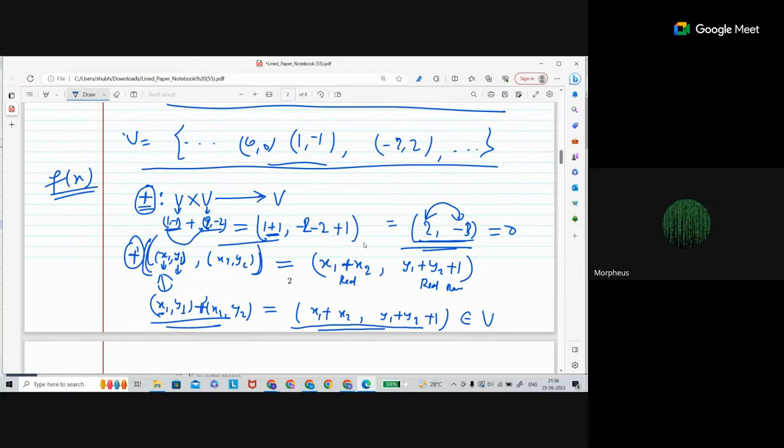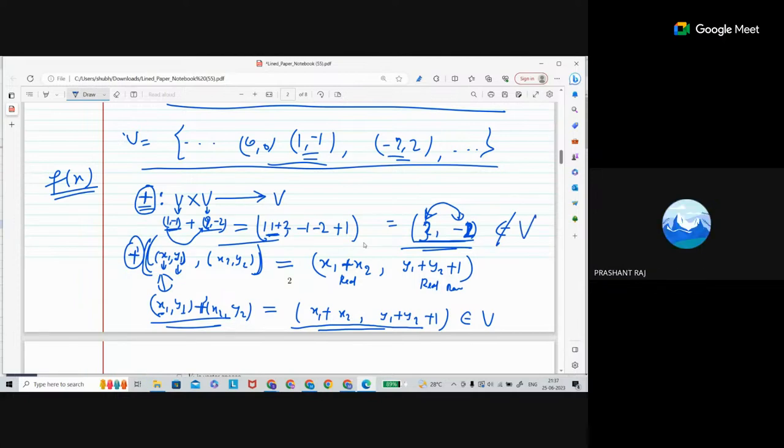1 plus 2 here, plus 2, I just missed this. And here is minus 1 plus 2, sorry. Minus 1, minus 2, plus 2. So what do you get here? You get 3 here, and here you will get minus 2. So once you add them, it is not giving 0. This is not an element of V.